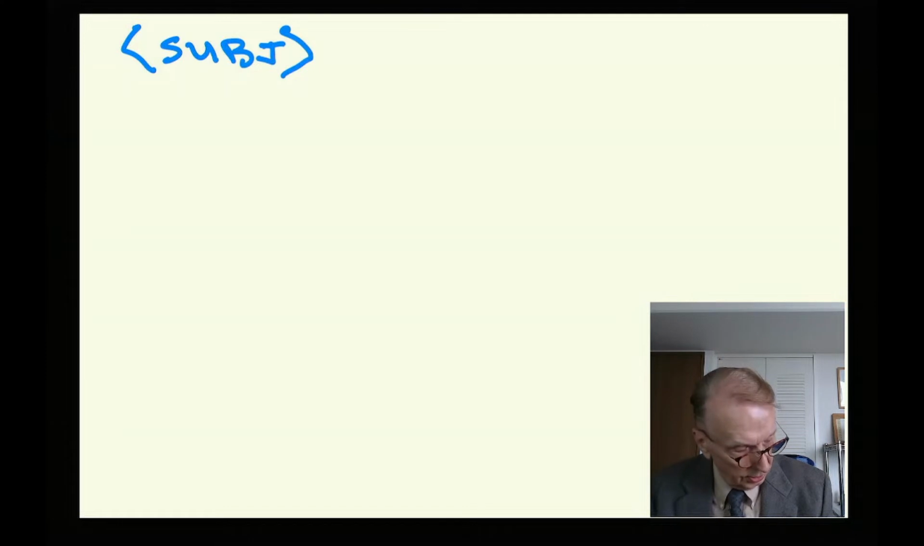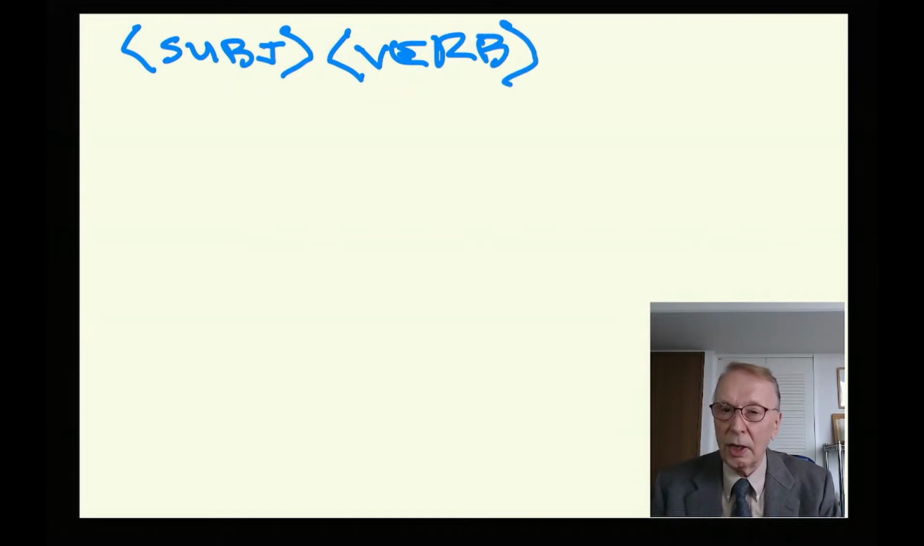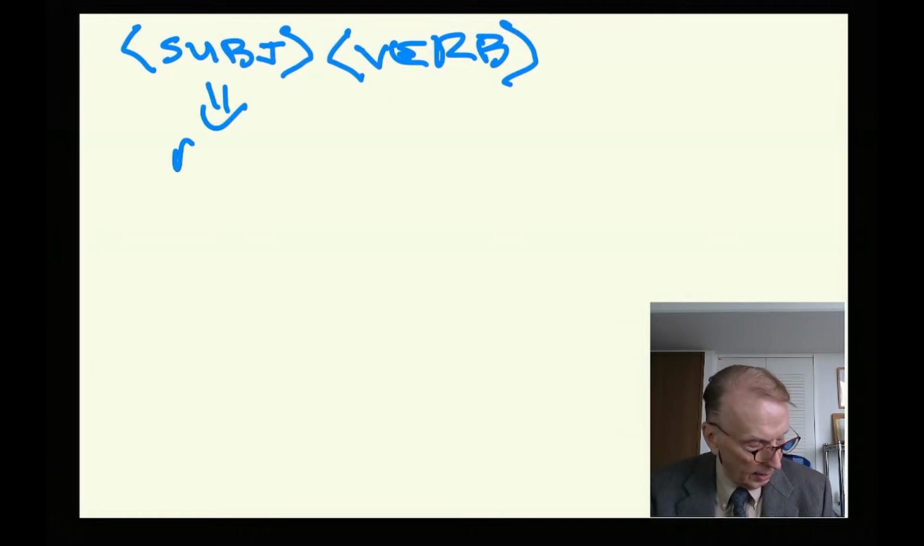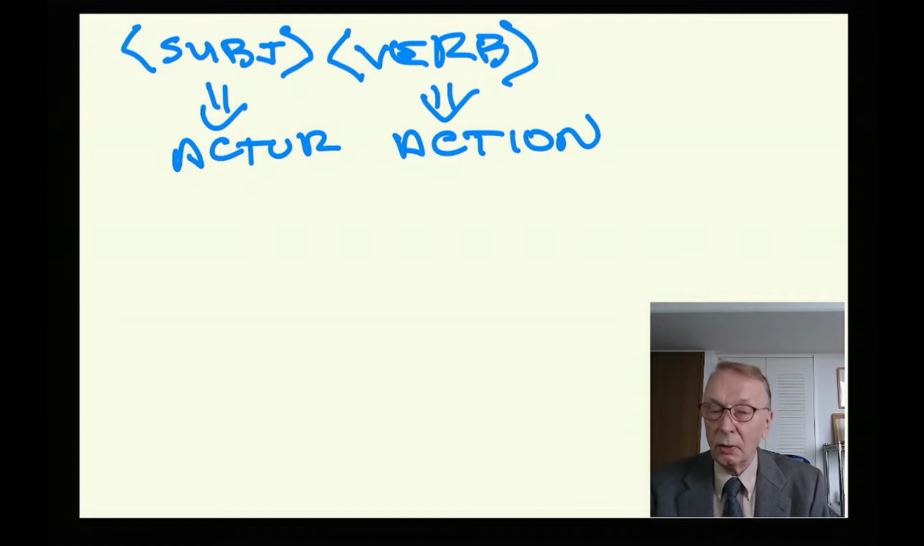The next one is a verb. The next part is a verb. Okay? So there you have subject, verb. The verb in Japanese is doshi. And so, as you can see here, to make a sentence in English, you need a subject and a verb. A doer, and what are they doing? Okay? So we have an actor and we have an action. Someone or something is doing something, and this makes a sentence.